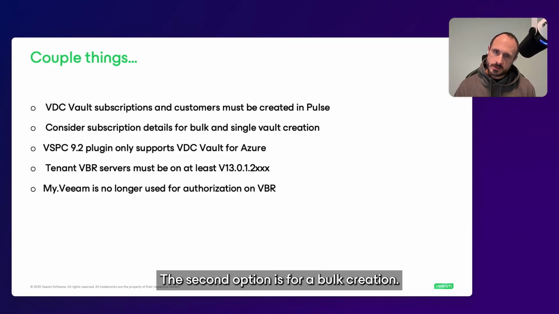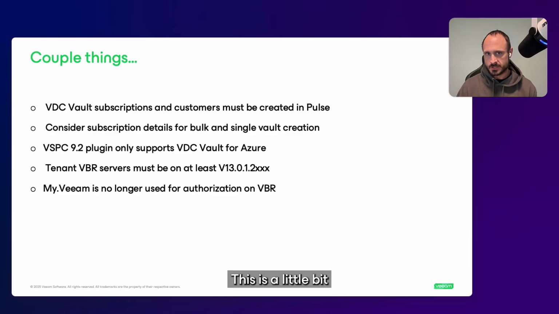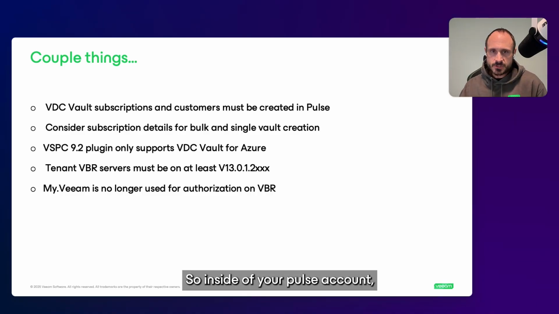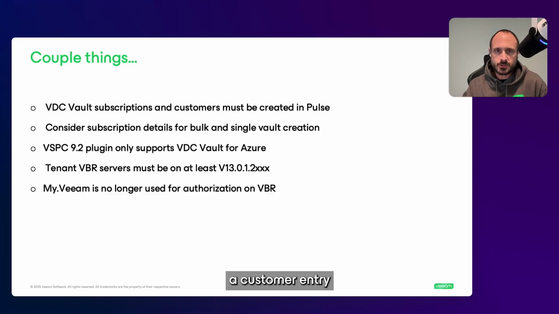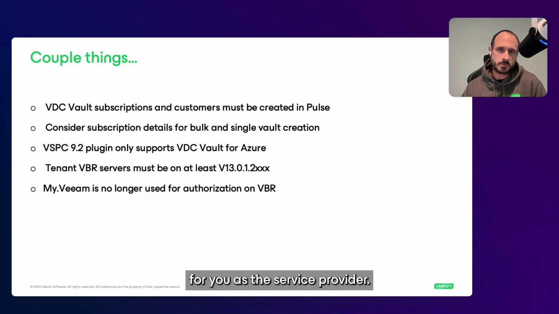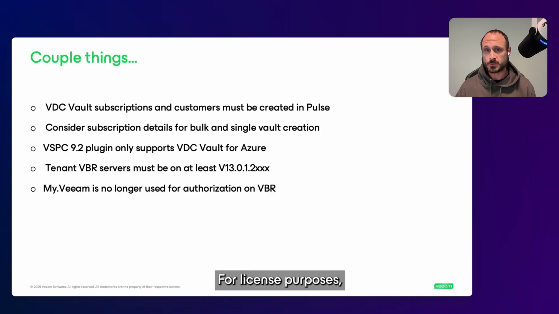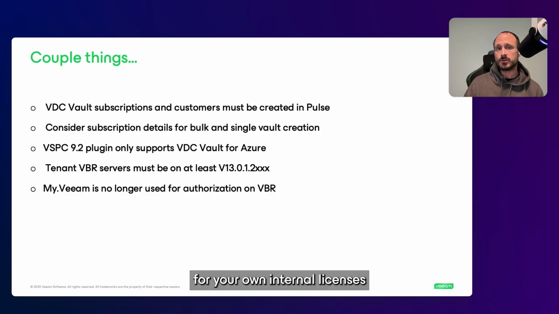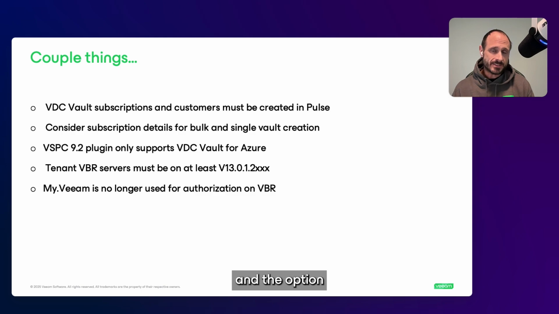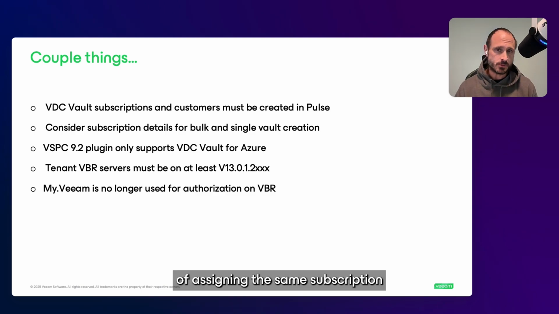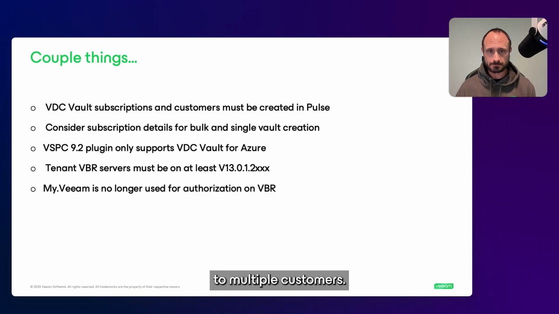The second option is for a bulk creation. This is a little bit of a quicker process, but it's got some things to consider as well. So inside of your Pulse account, Veeam has created a customer entry for you as the service provider. This allows you to treat yourself as a customer for license purposes. This could be for your own internal licenses and the option of assigning the same subscription to multiple customers.